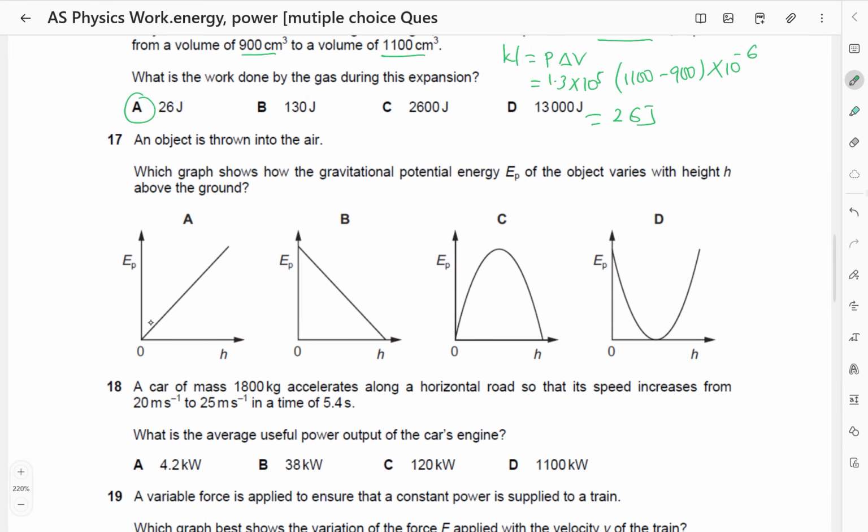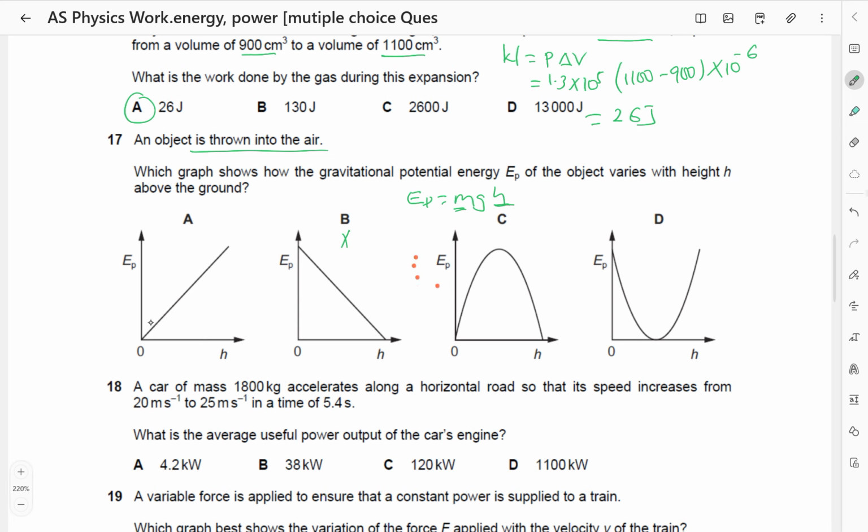An object is thrown into air. It is thrown into air, so it means there is air resistance. Which graph shows how the gravitational potential energy EP of the object varies with height h? Gravitational potential energy is equal to mgh. So as the height h increases, if the mass of the object is constant, then this one is showing that potential energy decreases, yet the object is thrown into air. This is showing when h increases, potential energy decreases.